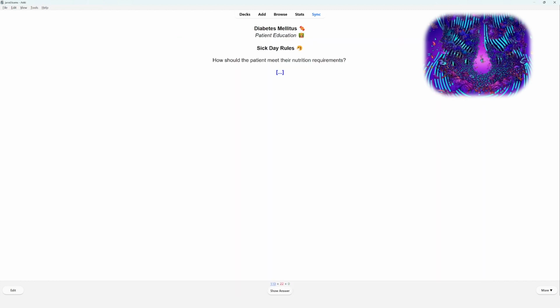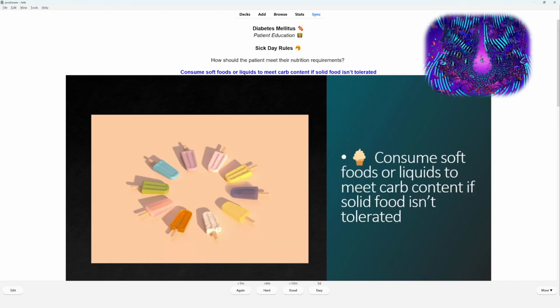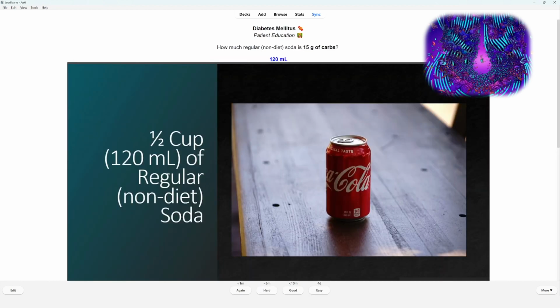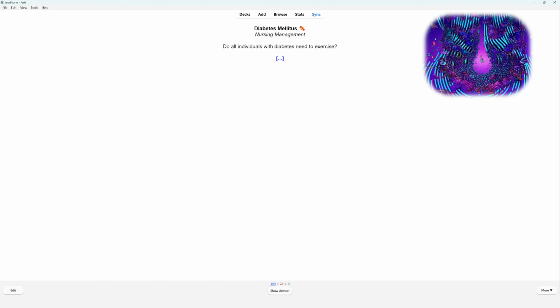How should the patient meet their nutrition requirements during sick days? Just eat soft food if you're not able to tolerate solids. Soft foods and liquids, okay. 4 ounces, 120 milliliters. Thank you. Do all individuals with diabetes need to exercise? No, this just is very dependent on their health.